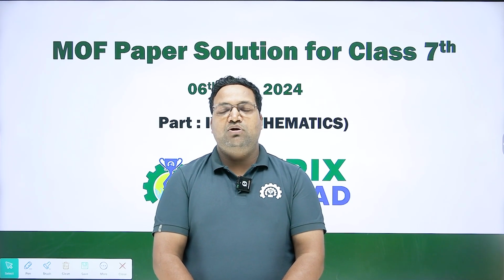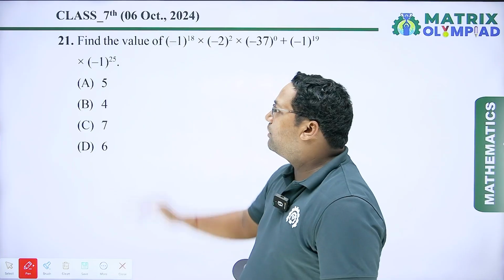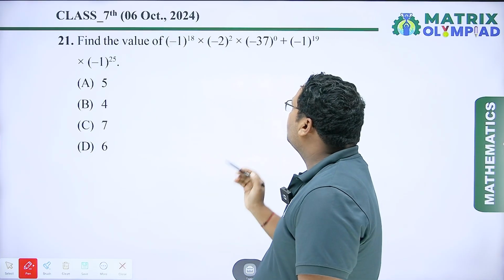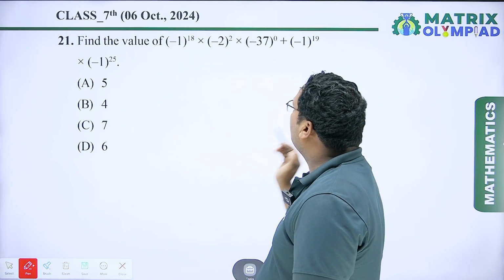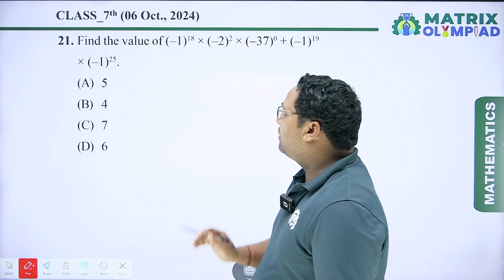Now we will discuss the solution of the maths part. So let's start from question number 21. Question number 21 is, find the value of (-1)^18 × (-2)^2 × (-37)^0 + (-1)^19 × (-1)^25. So let's solve one by one.